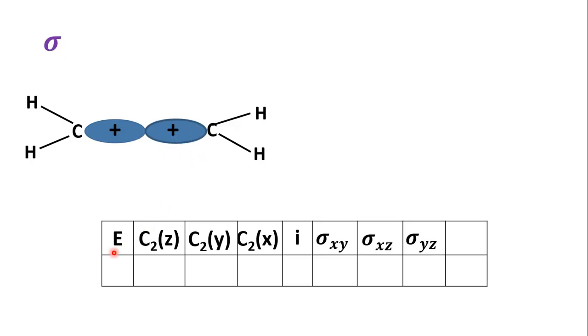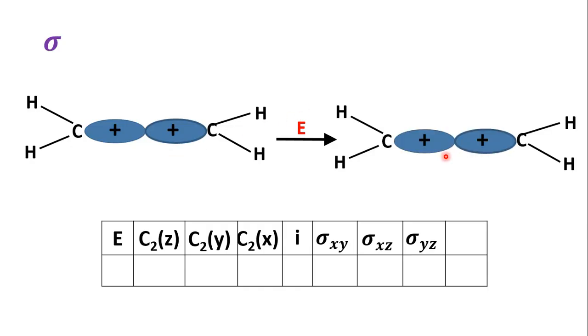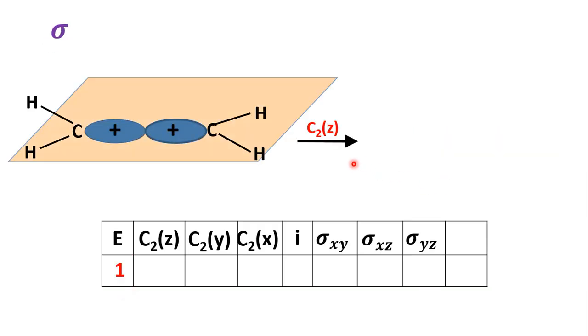Now we will apply all the symmetry operations E, C2z, C2y, C2x, I, sigma xy, sigma xz, and sigma yz to this sigma bonding molecular orbital and see what happens. First we will apply the identity operation. The identity operation is the operation of doing nothing. When you do nothing, the signs are not changed, and so the operation is symmetric, and so the value is 1.